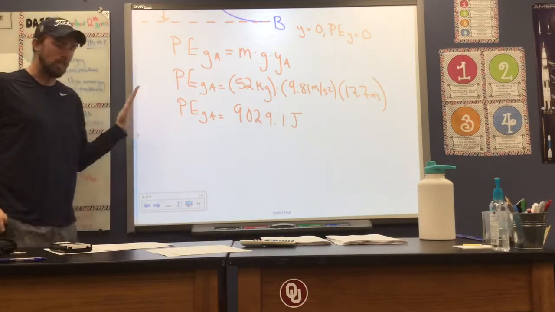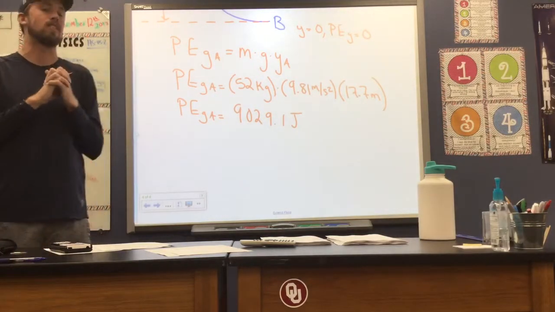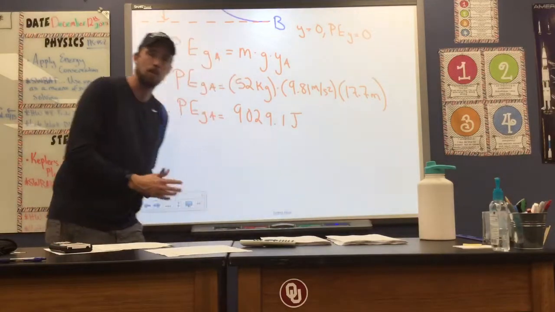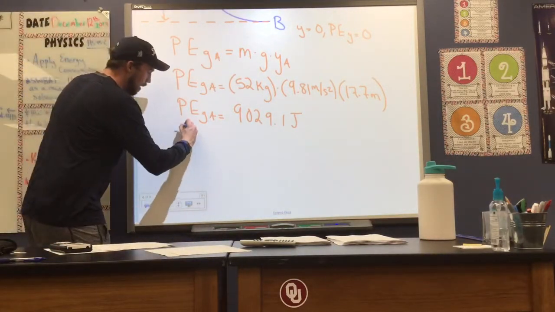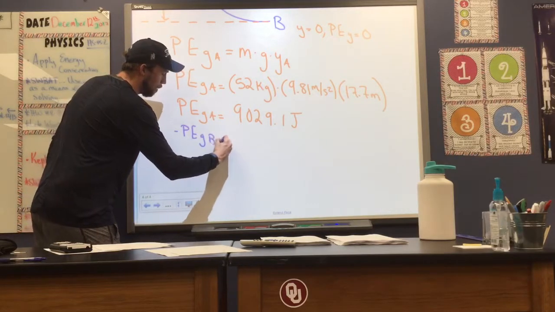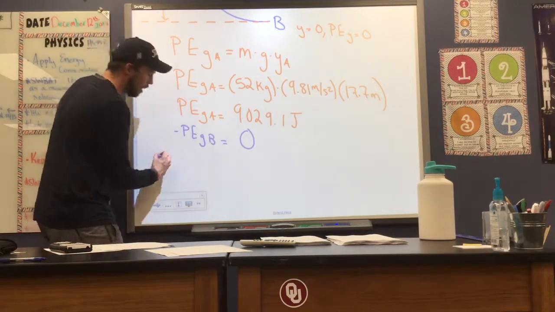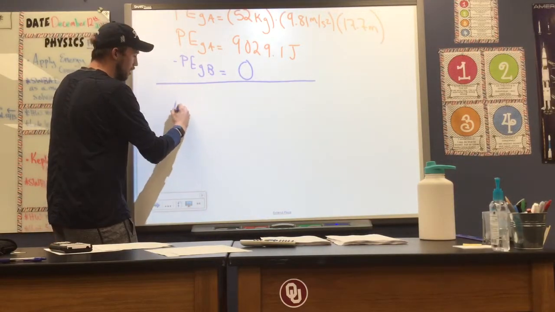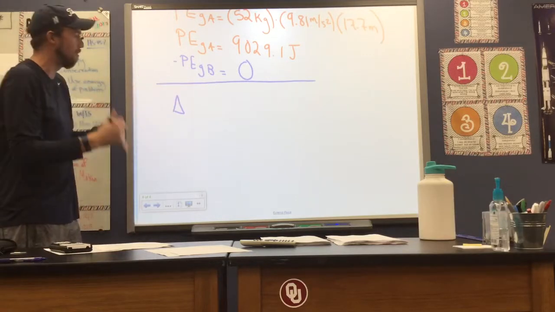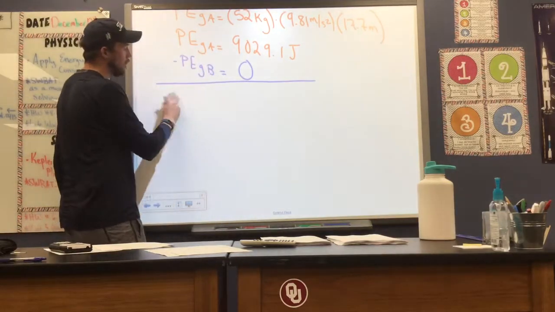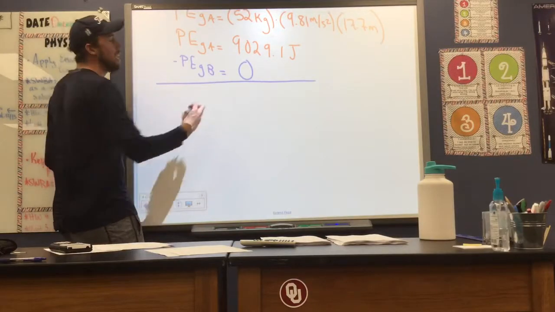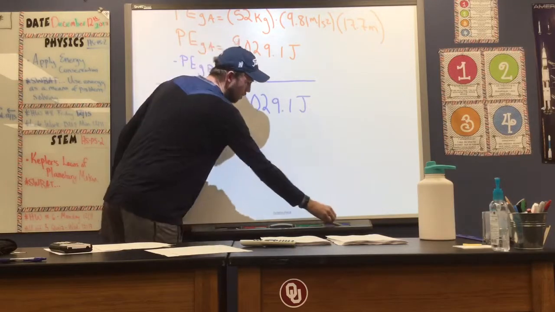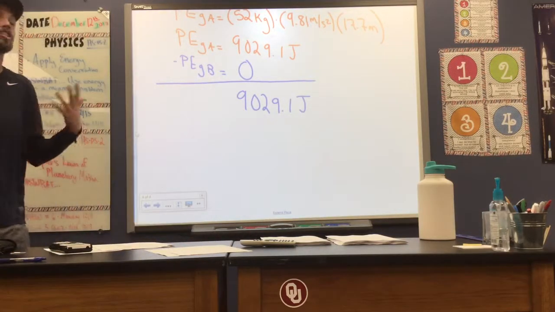Now remember, the question was worded such that it wanted us to find the difference in gravitational potential energy between point A and point B. So to find that difference, I would just subtract what I had at point A minus the potential energy due to gravity at point B, which we were told was 0, meaning our number isn't actually going to change. Potential energy due to gravity, the difference, the delta value, which don't worry too much about that, is just asking for the difference in potential energy due to gravity at those points. So 9,029.1 joules. That's how we would go about approaching this specific problem.